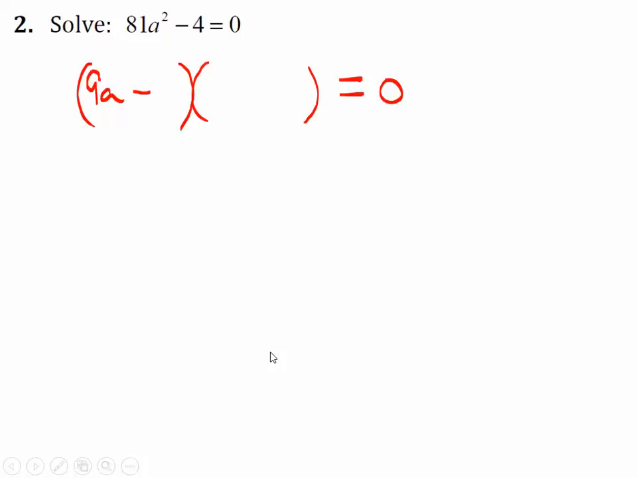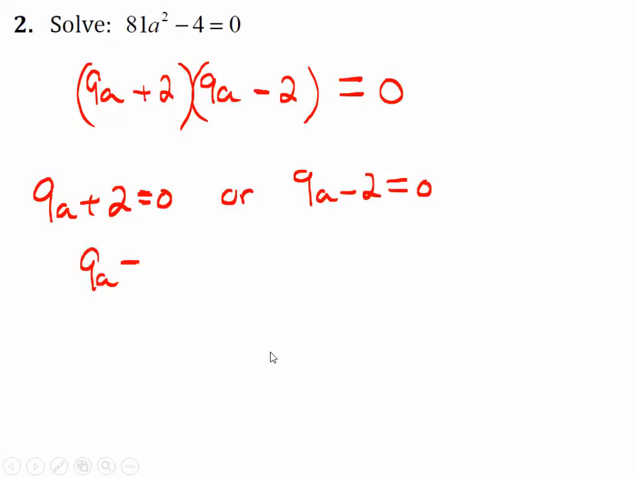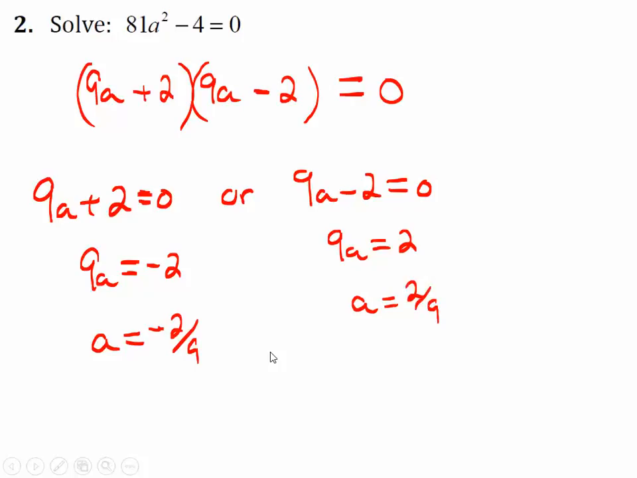Alright, hopefully you factored it down into 9a plus 2, 9a minus 2. Awesome. Zero factor property, set each of those equal to 0. Perfect, negative 2 over 9. You got it. And so in this case, the difference of two squares will actually also give you opposites for your answers as well. So negative 2/9, positive 2/9.